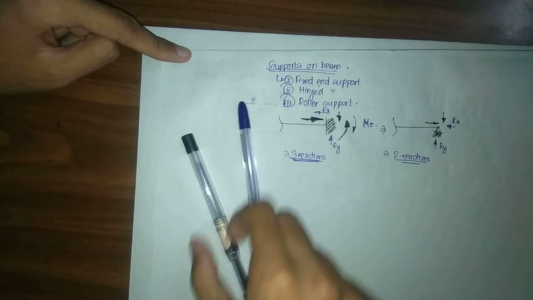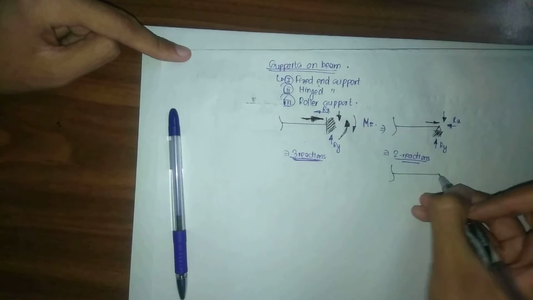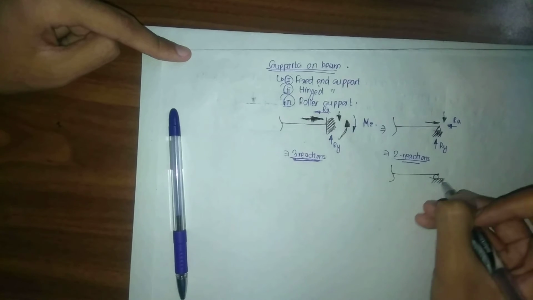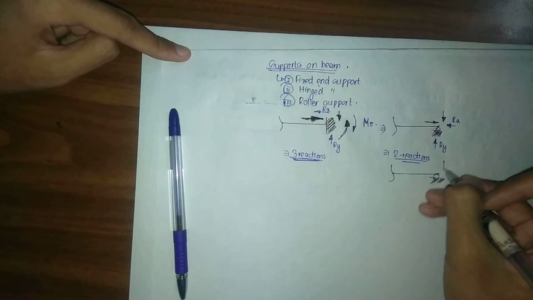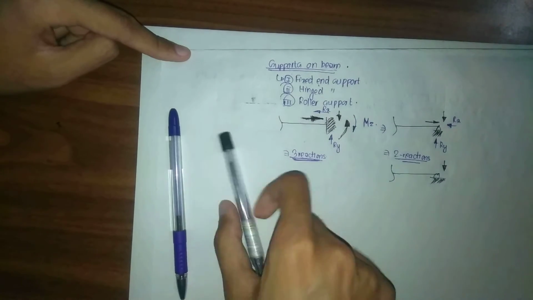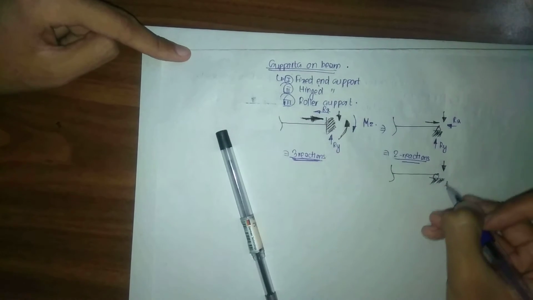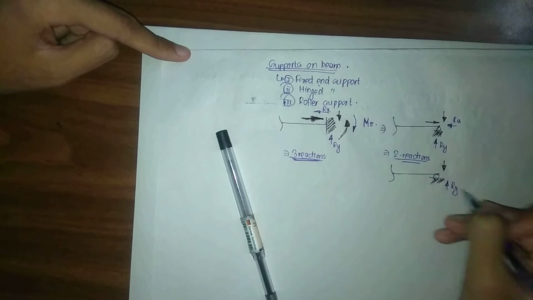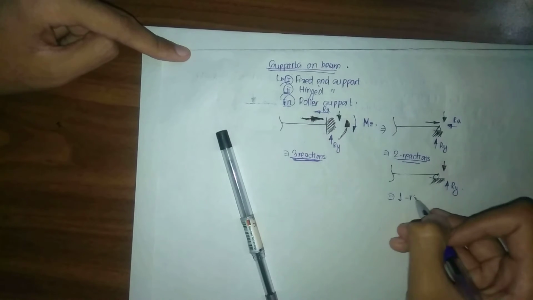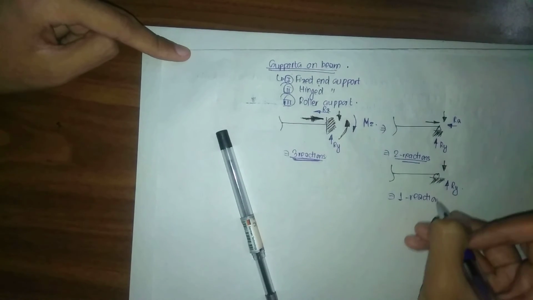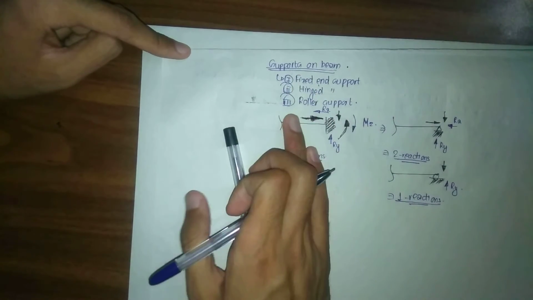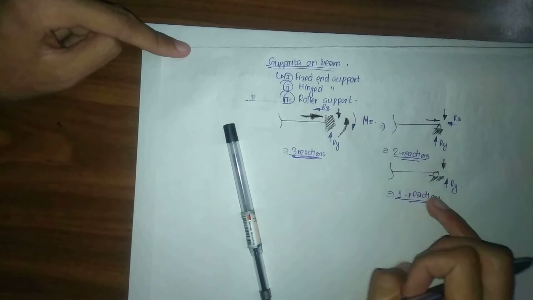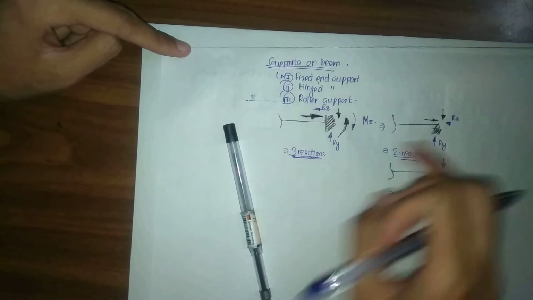And in our final example, the roller support only prevents vertical motion, so only a vertical reaction, Ry, is produced in roller support. So these are your types of supports on your beam: fixed end support, hinge support, roller support. We need to understand what reactions are produced in them and how the reactions are produced.